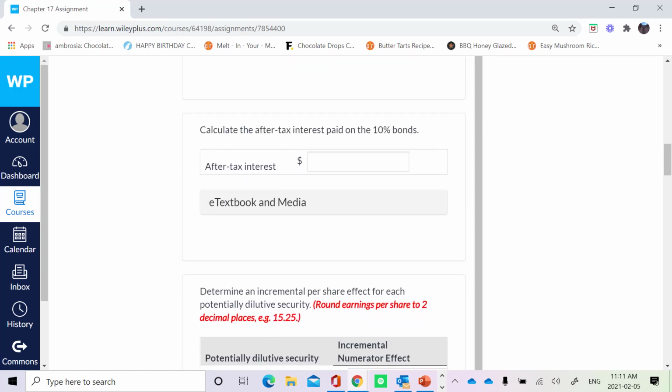Calculate the after-tax interest on the 10% bonds. So that's going to be my interest calculation. And then I'm either going to subtract the taxes off of that or take it times 1 minus the tax rate, which is usually the way we express it. So in my example, the tax rate's 22%. So the after-tax interest paid would be the interest times 78%, right? 1 minus 22.